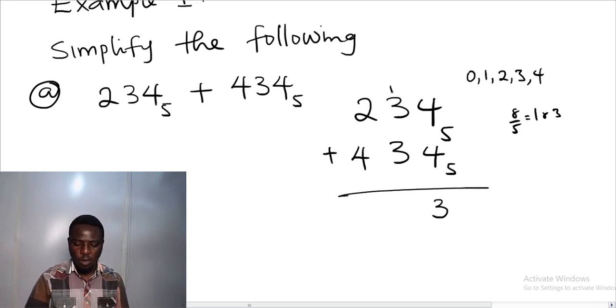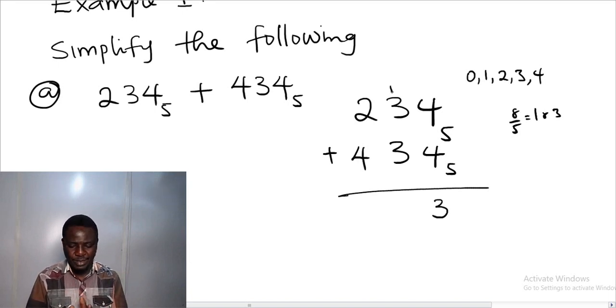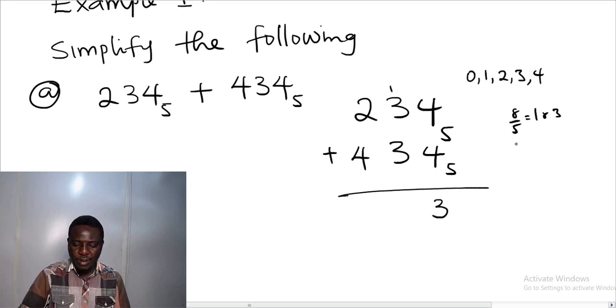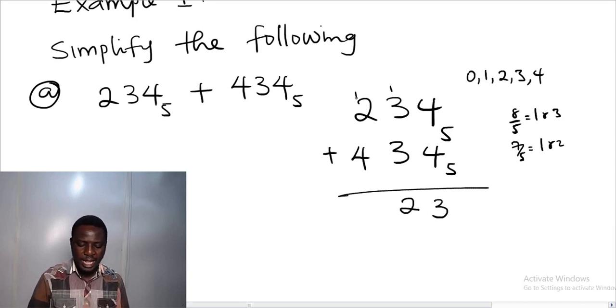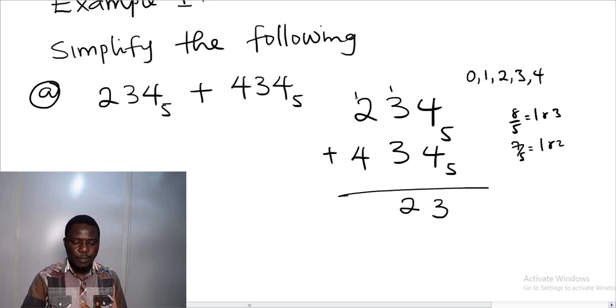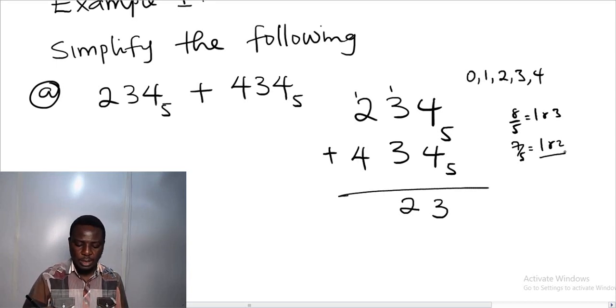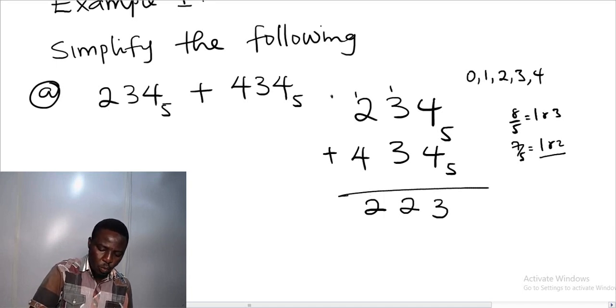1 plus 3 is 4. 4 plus 3 gives us 7. But 7 is not a digit in base 5. So we are going to divide 7 by 5. And 7 divided by 5 will give you 1 remainder 2. You write down 2, which is the remainder, and take the multiple up to the next higher digit. 1 plus 2 is 3. 3 plus 4 is 7. But 7 is still greater than base 5. So you are going to divide 7 by 5, which gives us still 1 remainder 2. I'm going to write down 2 and take 1 up.